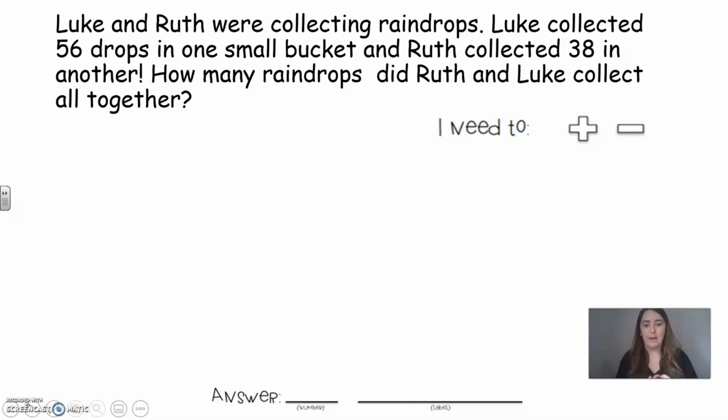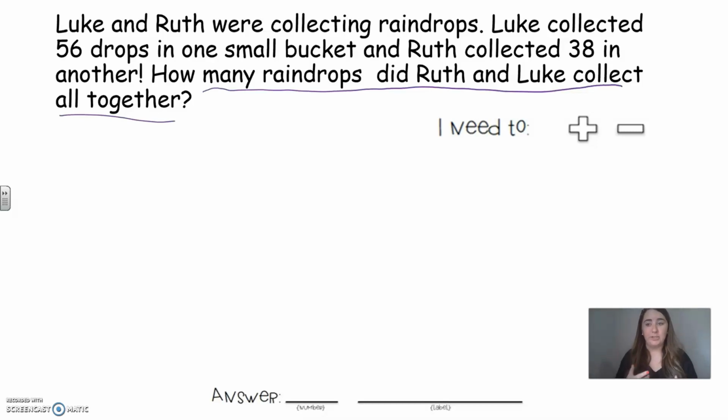Okay, so we've read our problem. Now we need to go through and figure out what's the problem? What's it asking us? Why are we doing this? So let's read again and see if we can figure out where the question is. Luke and Ruth were collecting raindrops. No question. Luke collected 56 drops in one small bucket, and Ruth collected 38 in another. Nope, still no question. How many raindrops did Ruth and Luke collect all together? There's our question. That's what we need to figure out.